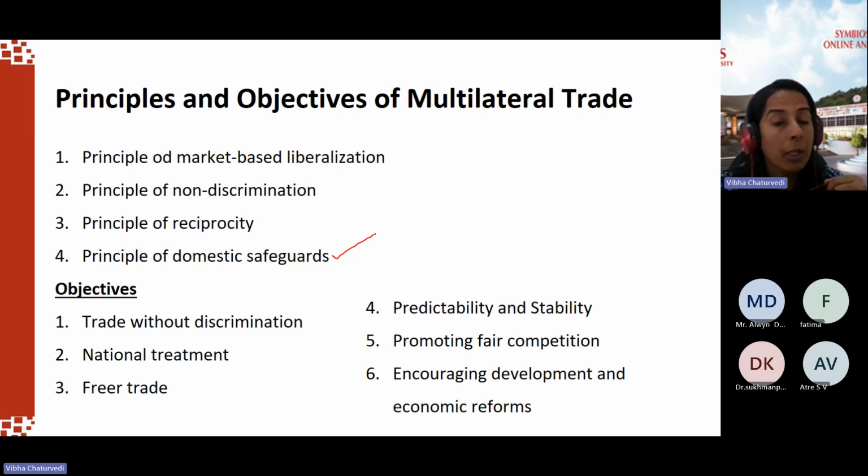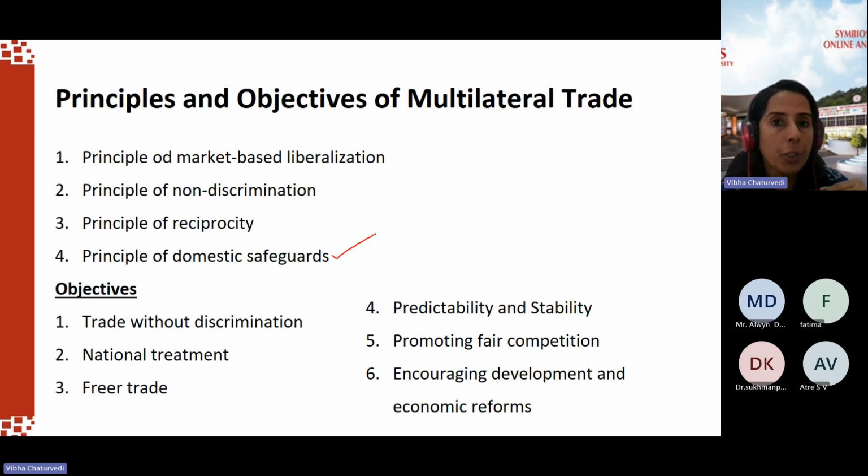Now you wake up tomorrow, there's a change in regime in India, and the new government slaps newer tariffs and stricter regulations. That is going to be against the objective of predictability and stability.